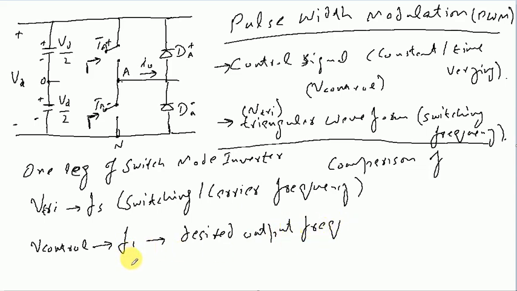So whatever frequency this control signal will have, that will be basically the desired frequency that we would like our output signal to have. And since this is the signal which modulates the switch duty ratio, this is also termed as modulating frequency.